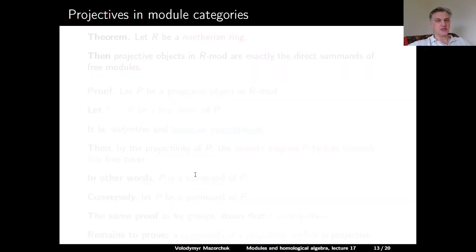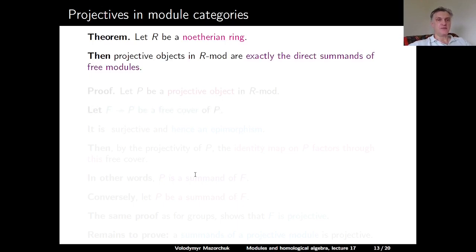Now let us talk about projective objects in module categories. Theorem: let R be a Noetherian ring. Then projective objects in the category of finitely generated left R-modules are exactly the direct summands of free modules. Proof: let P be a projective object in the category R-mod. Let F be a free cover of P.